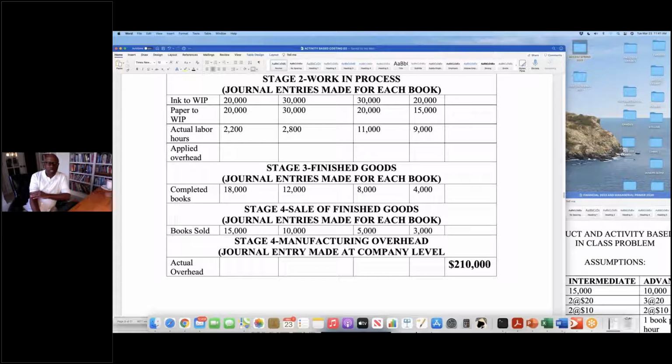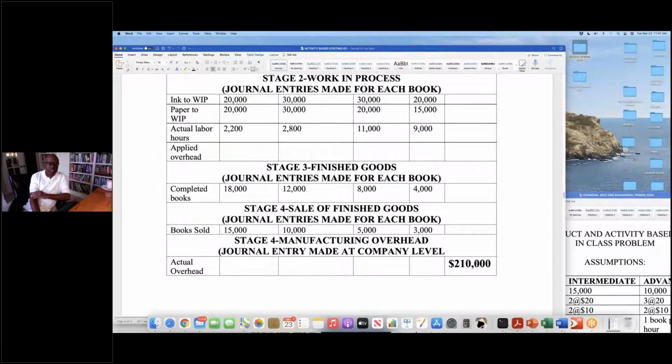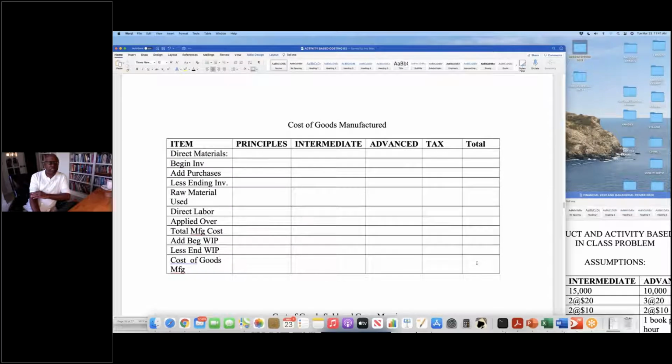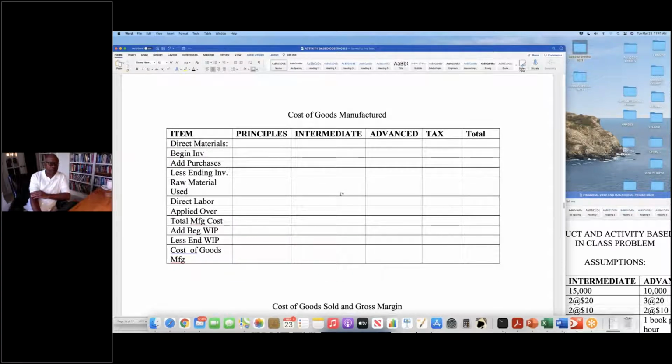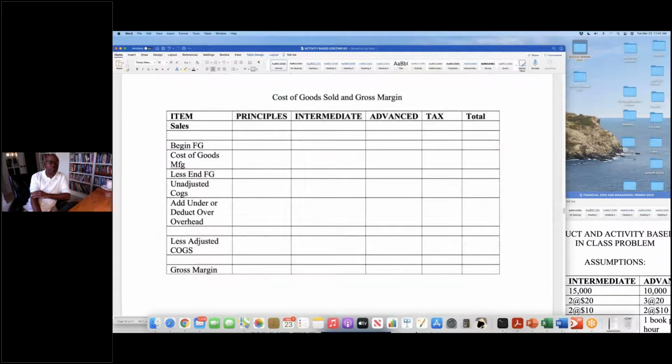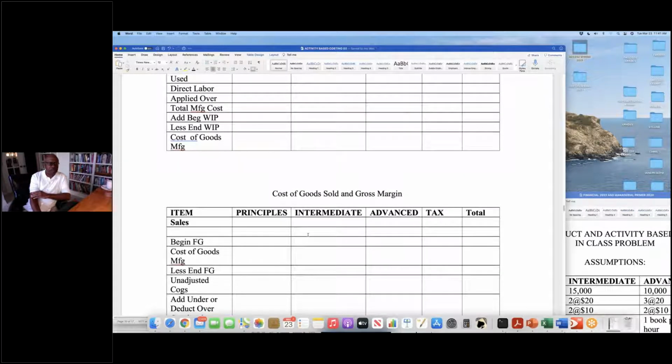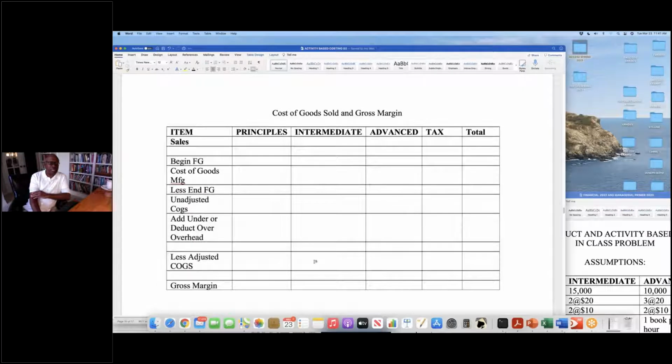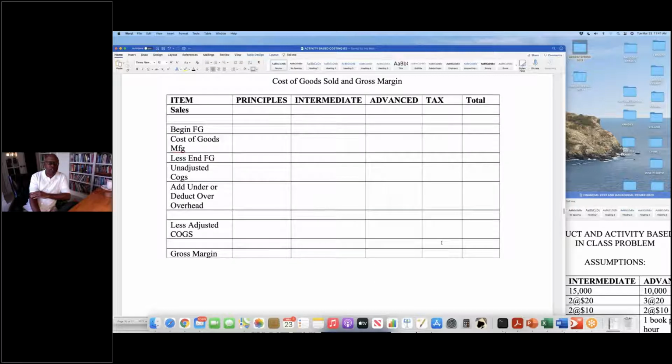So Team 9, here's your actual overhead. This is cash overhead. So you will be making this journal entry. Cost of goods manufactured team, once those teams get their work done, they're going to ship it to you. Then you're going to do the cost of goods manufactured based on that accurate and complete number. So you're just waiting on them to send it to you. Once you got it, you're ready to go. Cost of goods sold and gross margin. You coming in with sales price, taking out the cost of goods sold, the adjusted cost of goods sold, and gross margin. And we're just stopping at gross margin.